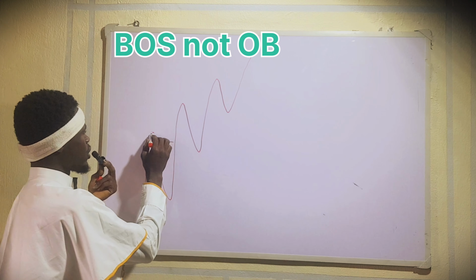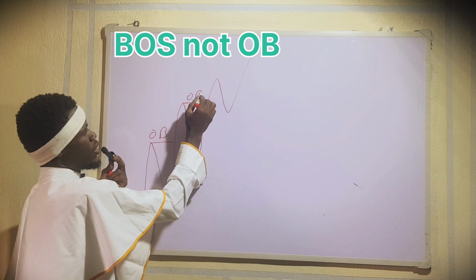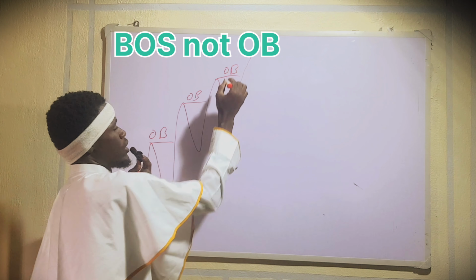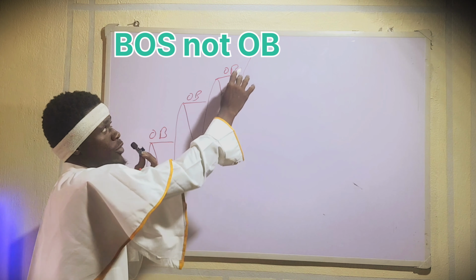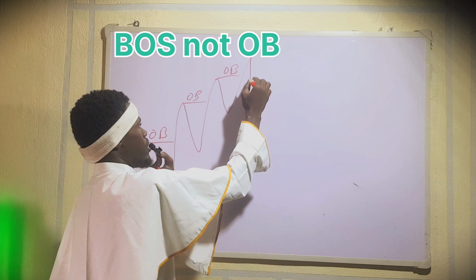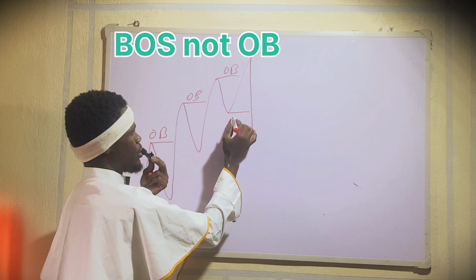You have a break of structure. You still have a break of structure to the upside, you still have a break of structure to the upside. Now, from this point, the market refused to break. You now have a shift. You have a market shift at this point.